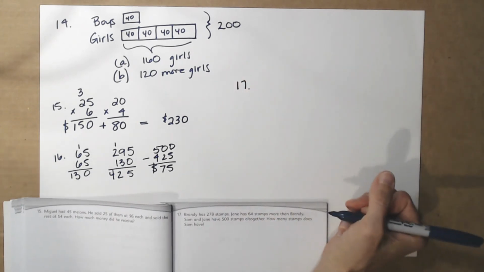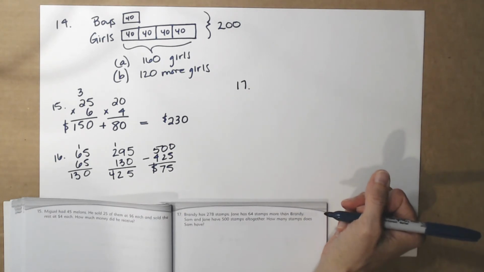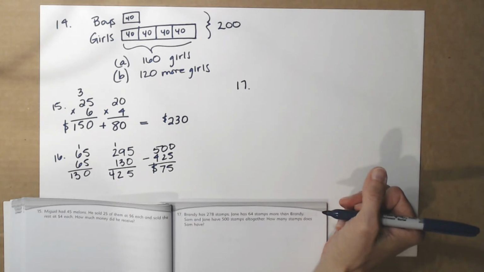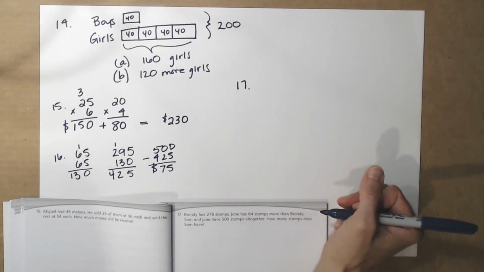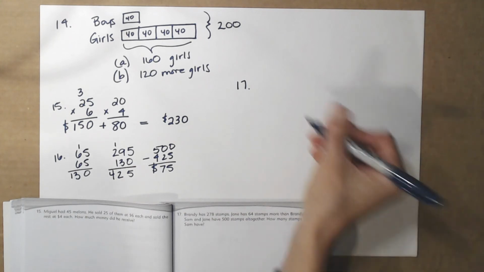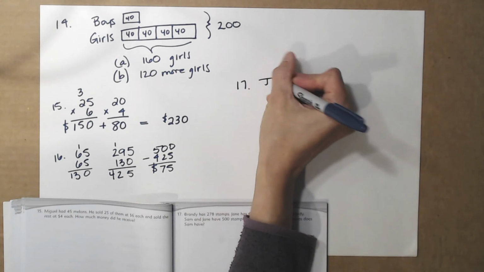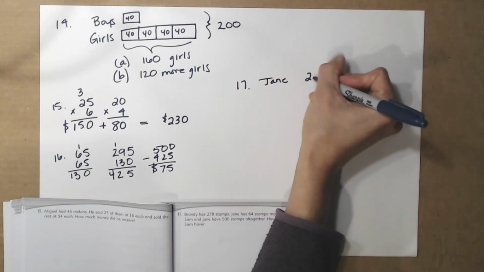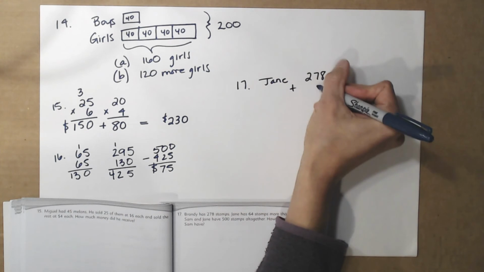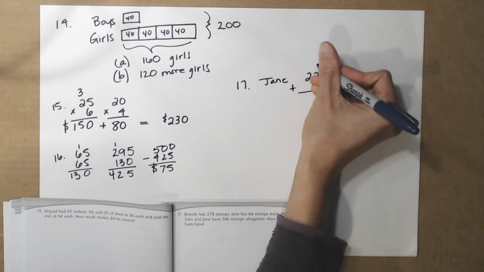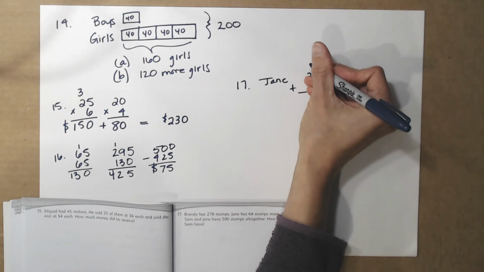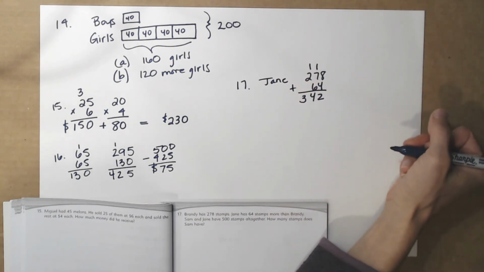Number 17, Brandy has 278 stamps. Jane has 64 stamps more than Brandy. Sam and Jane have 500 stamps altogether. How many stamps does Sam have? Okay, so let's see here. Brandy has 278. Jane has 64 more than Brandy. So Jane has 278 plus 64. So we add those, and we get 342 stamps.